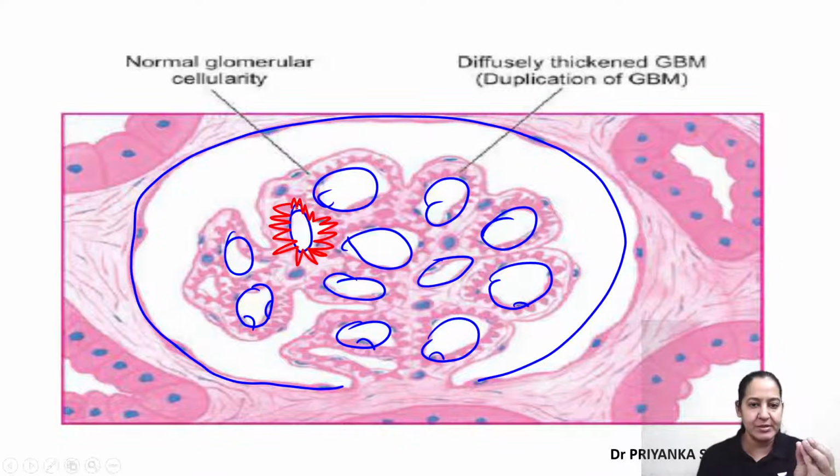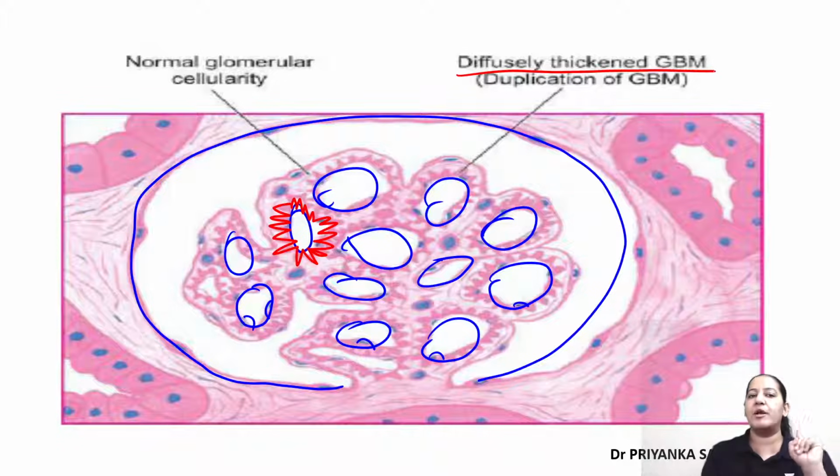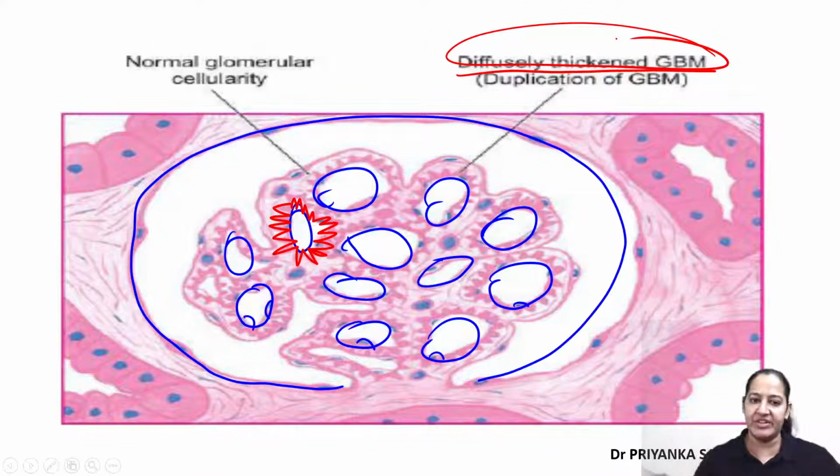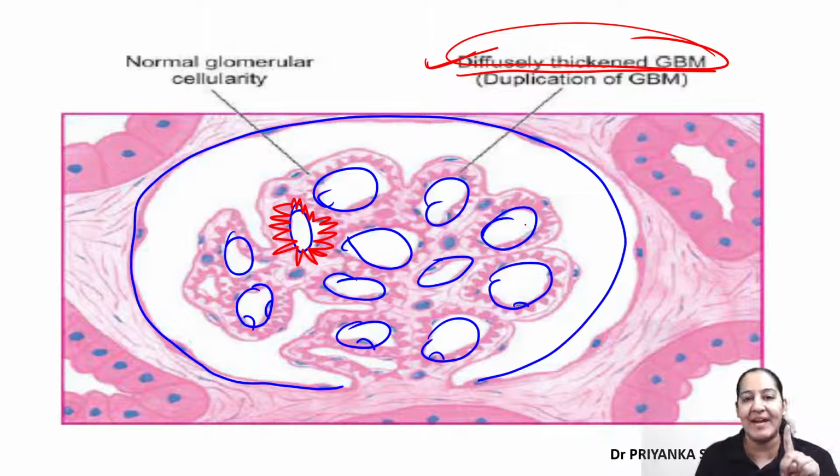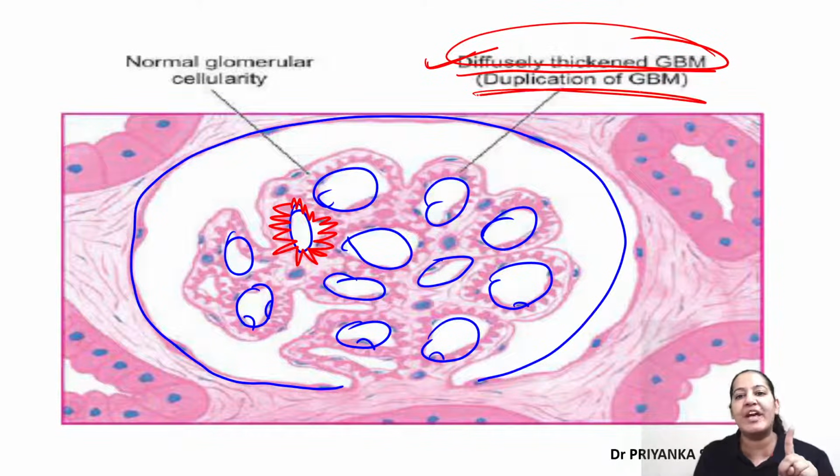So because of this deposit, the membrane becomes thickened. It is the diffuse thickening of the glomerular basement membrane, the only finding on light microscopy. Rest everything is normal, right? Now the basement membrane is thickened so much that it looks like there are two basement membranes, but actually it is one only. It is known as duplication of the basement membrane. It is not duplicated, it is thickened.